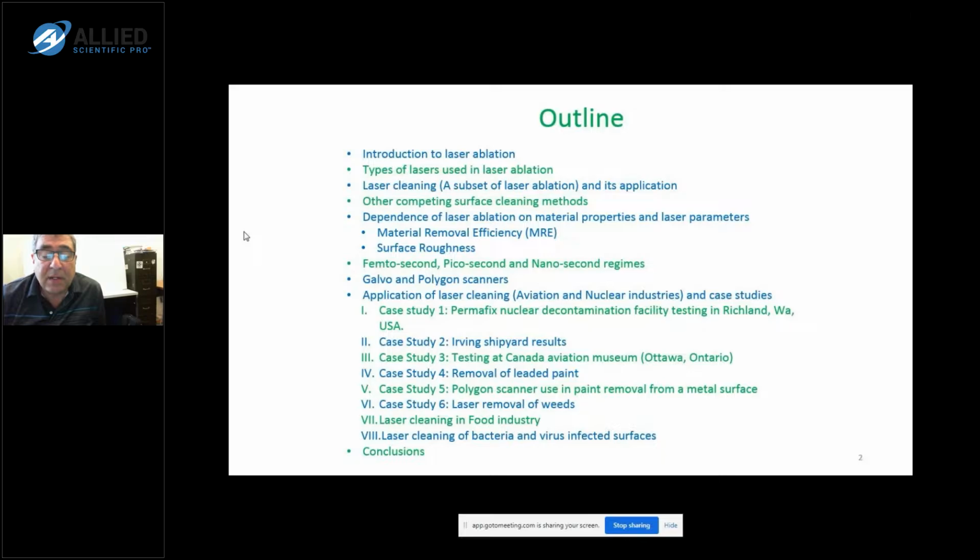Perma-Fix nuclear decontamination facility testing in Richland, Washington, Irving shipyard results, which is brand new. We never talk about this. This has been done only 3 weeks ago. And then testing at Canada Aviation Museum, removal of leaded paint, polygon scanner use, removal of weeds, and laser cleaning in food industry, and cleaning of bacteria. And so this will be the outline of our talk.